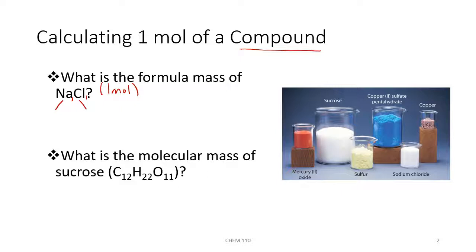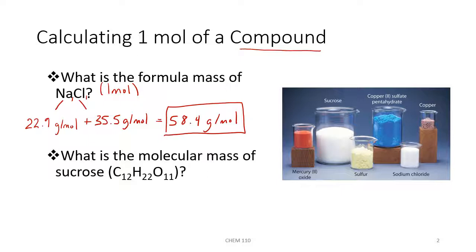So if we look at the periodic table, sodium has an atomic mass of 22.9 grams per mole. And we're going to want to add that to the atomic mass of our 1 chlorine atom, which is 35.5 grams per mole. When we take the parts and we sum them together, that will give us the formula mass, which is about 58.4 grams per mole for 1 formula unit of sodium chloride.